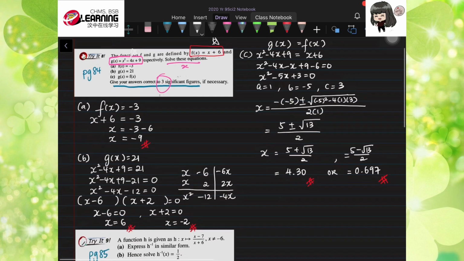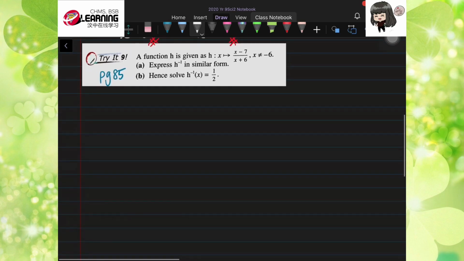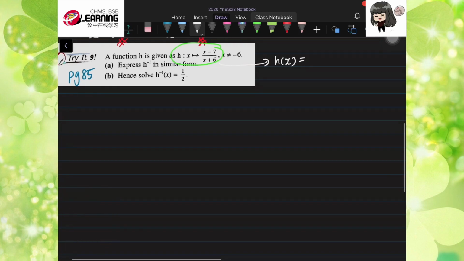Now we go to Try It 9. A function h is given as, you can always change it to h of x equals to x minus 7 over x plus 6. Do you know what this means? x is not equal to negative 6. Why do they write this down? Because they want to tell you that x cannot be negative 6.